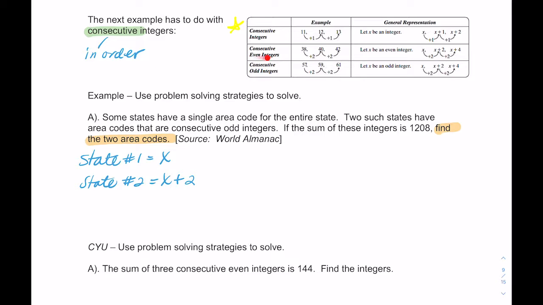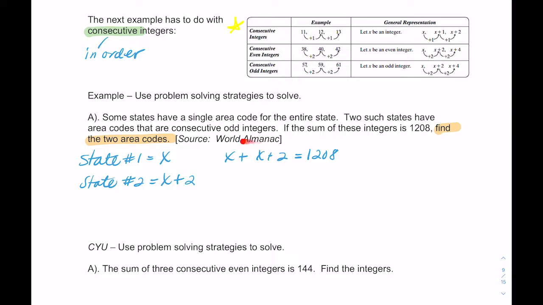Same thing with consecutive even. The only one that's different is when they just say consecutive integers, because that just means integers in order. So in that case, you would just do x plus 1, x plus 2, and so on. So it tells us that the sum of these integers of the 2 states is 1208. Sum means to add. So that means I'm going to take my 2 expressions, I'm going to add them and set them equal to 1208. And then I'm going to solve.